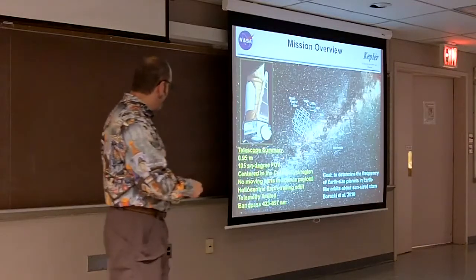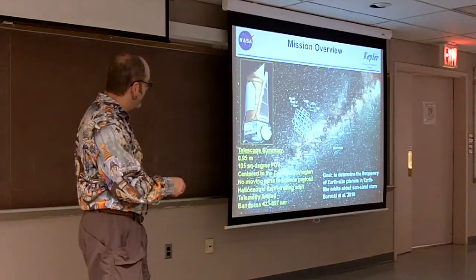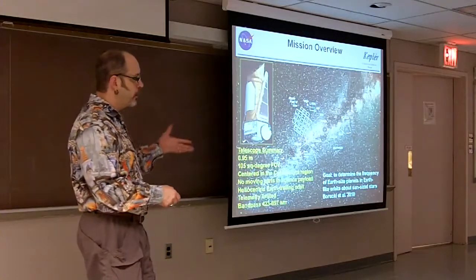So that's why we have 105 square degrees in our field of view that are unvignetted. We actually have almost 116 square degrees on silicon.